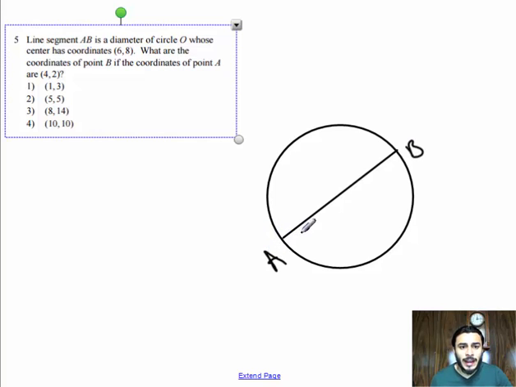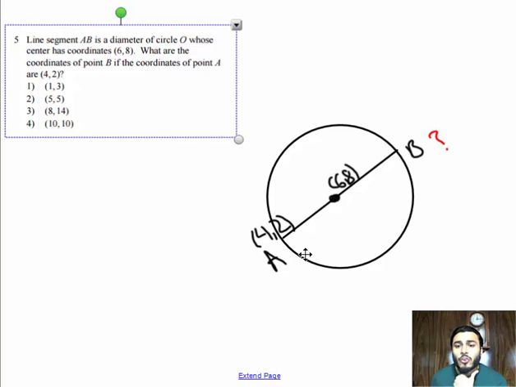And it says that it has a center that has coordinates 6, 8. And then it says what are the coordinates of B? So they want the coordinates of point B if the coordinates of point A are 4, 2. So the coordinates of A are 4, 2.